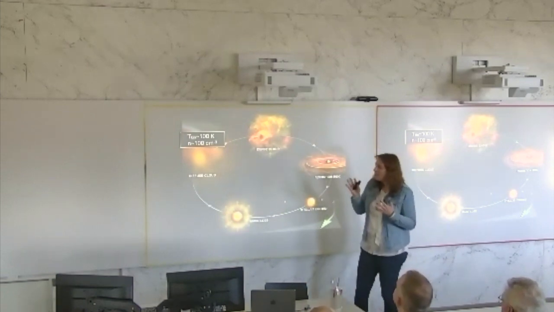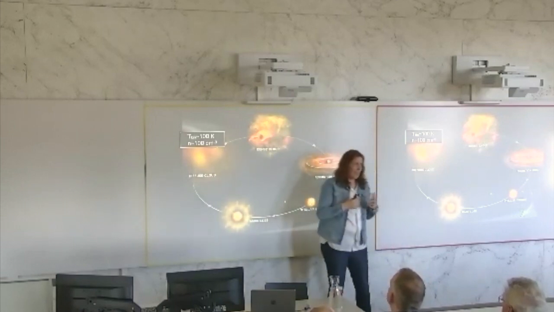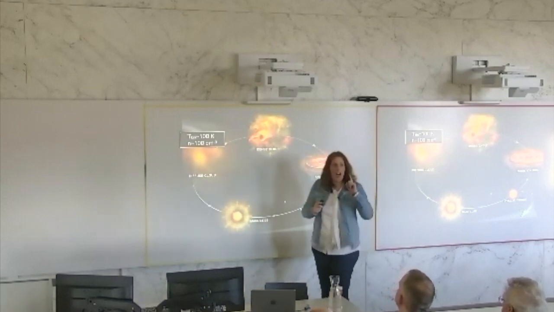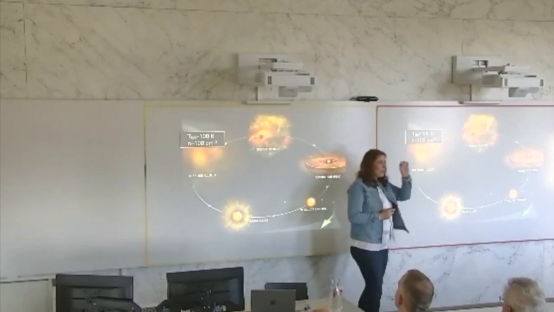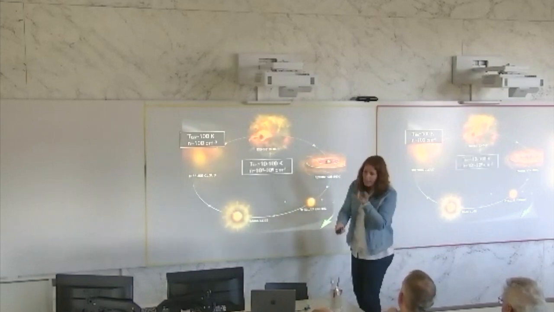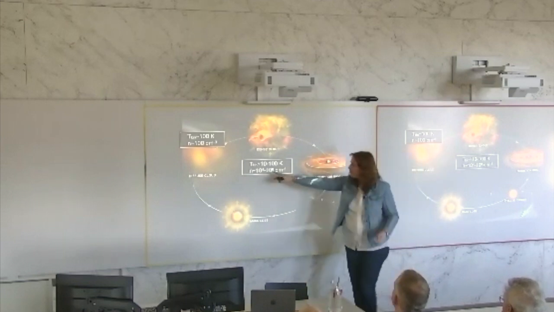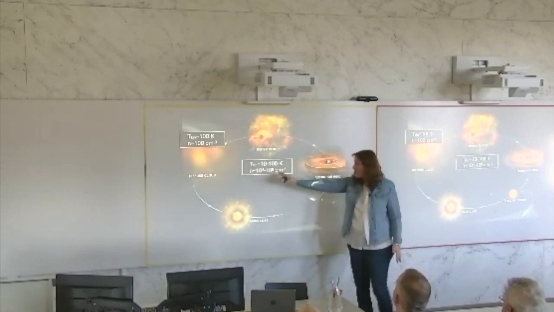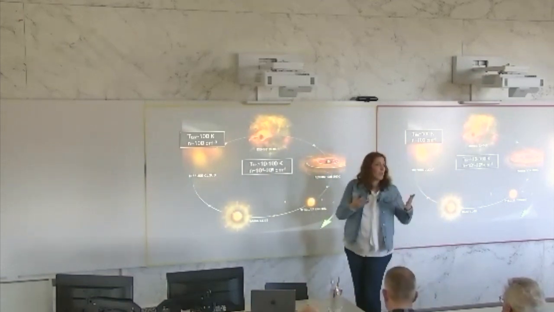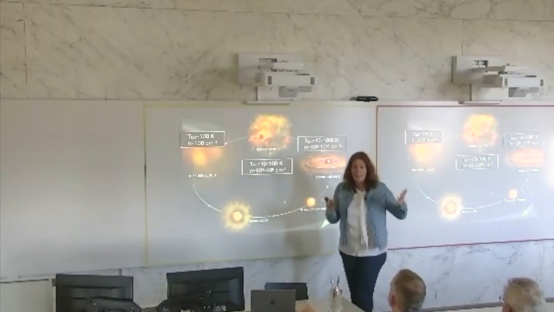So in a diffuse cloud, temperatures are about 100 Kelvin, so it's about minus 170 degrees Celsius. Density is only 100 particles per cubic centimeter. In the dense cloud, things get a little better, but the temperature goes down because of the higher density. And the density goes up to 10,000 to about 100 million particles per cubic centimeter. When I say particles, I mean molecules.